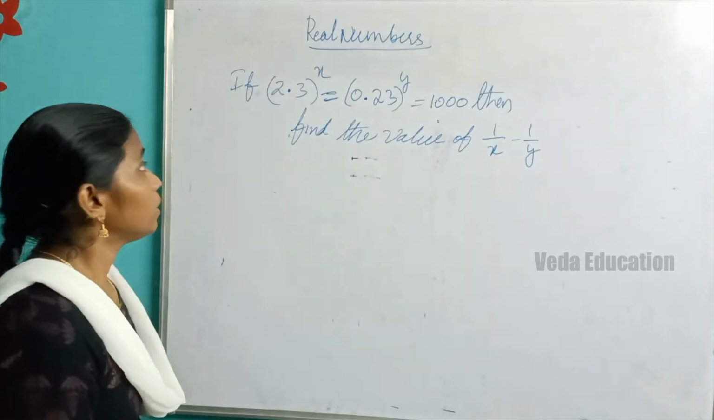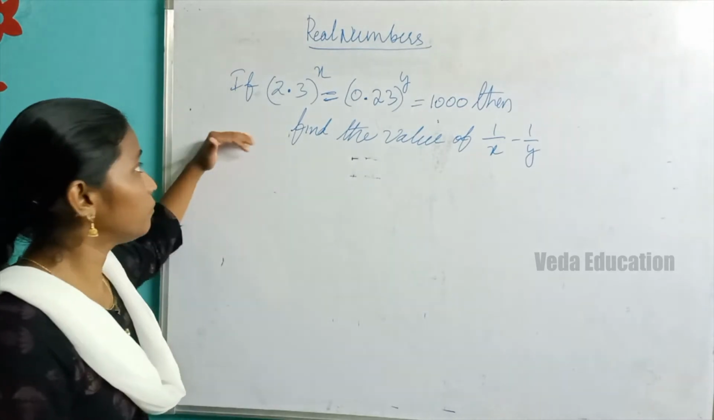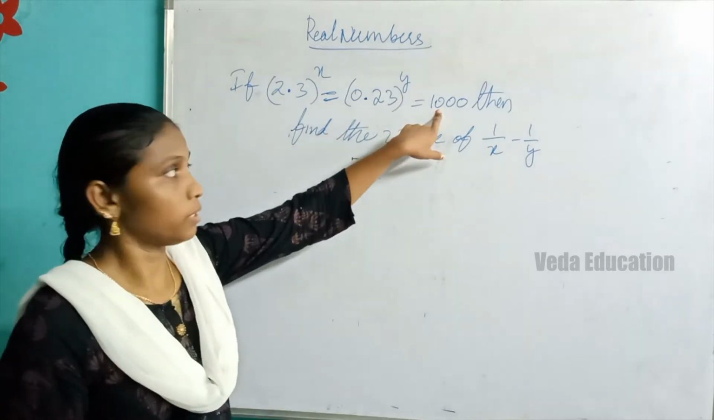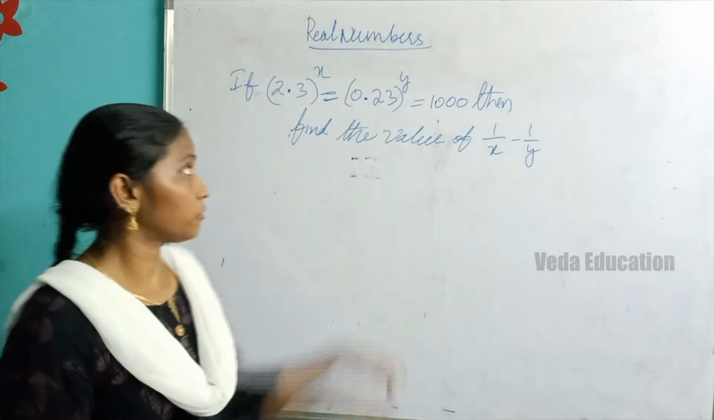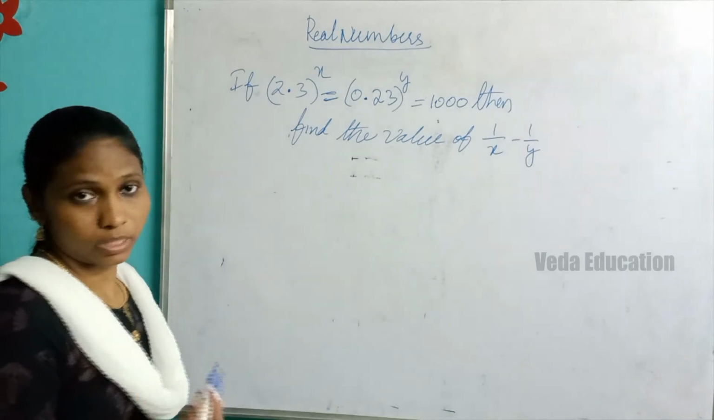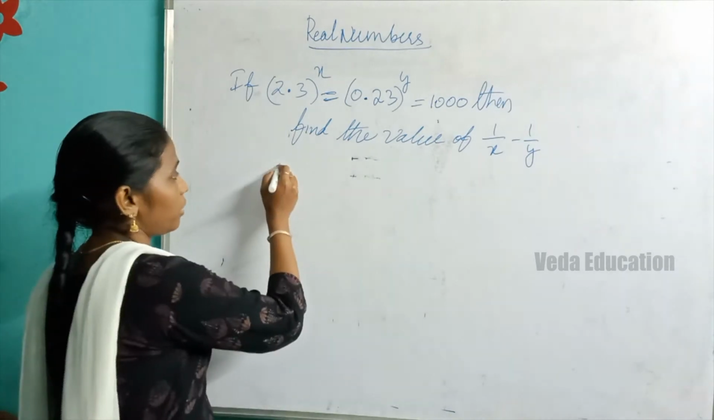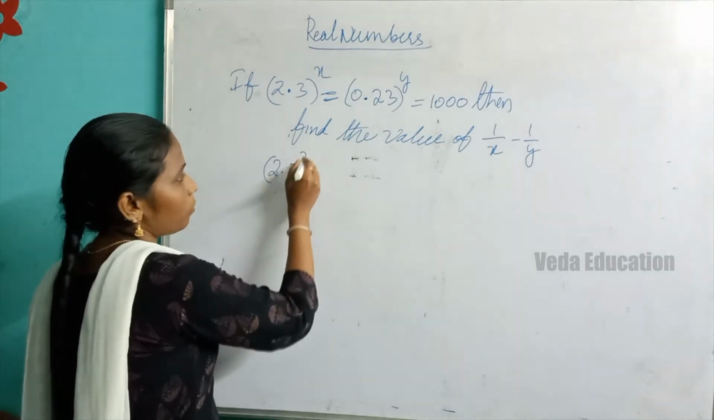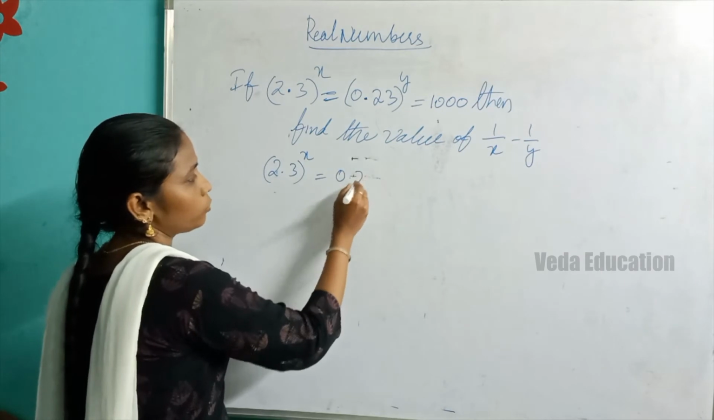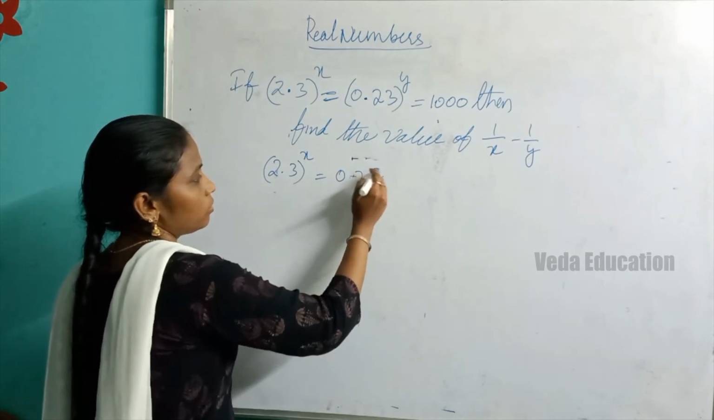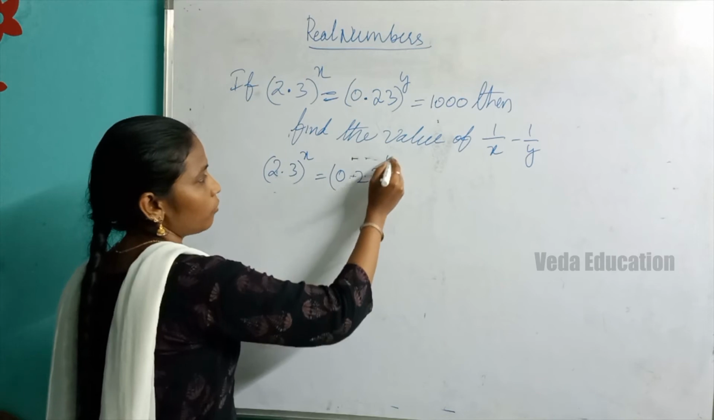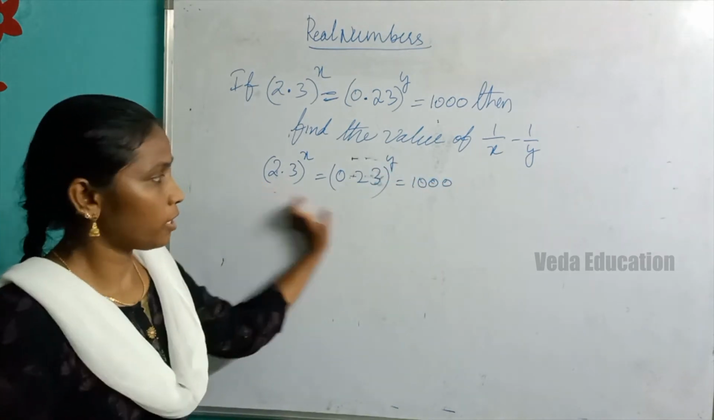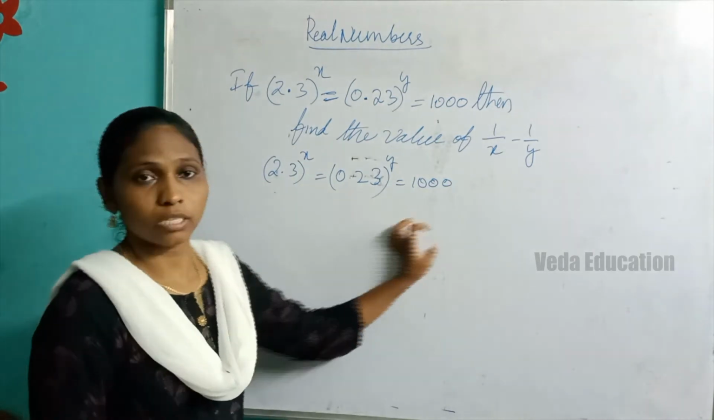Got it? Yeah, one more problem is here: if 2.3 whole to the power of x equals 0.23 whole to the power of y equals 1000, then find the value of 1 by x minus 1 by y. Before discussing this problem, let's write what is given. Here they gave us 2.3 to the power of x and 0.23 to the power of y, equal to 1000. That means this value can be considered 1000, and this value can also be considered 1000.